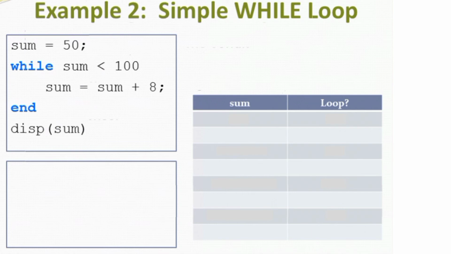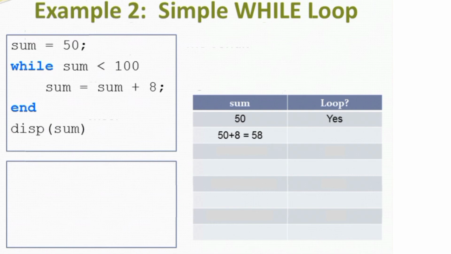Let's see how this works. Initially, our value of sum is 50. Are we going to enter this loop? In this case, we're at the very beginning. The answer is yes, because 50 is less than 100. So we go through and we add 8 to our value of 50 for our sum. Our new value of sum is 58.